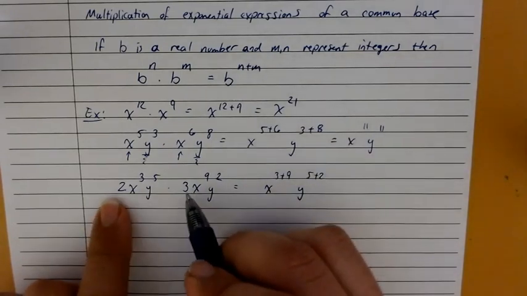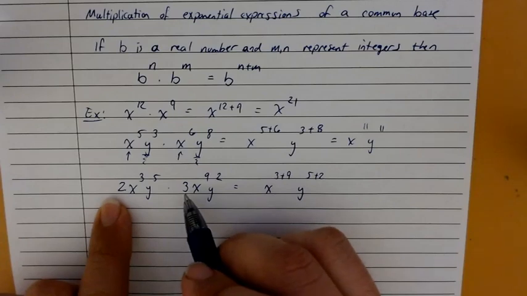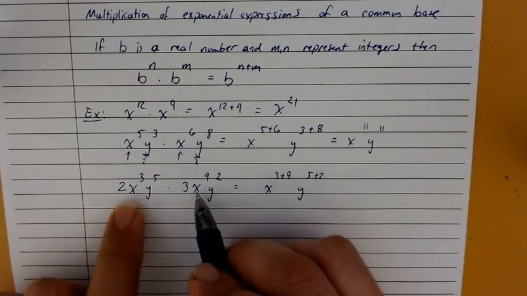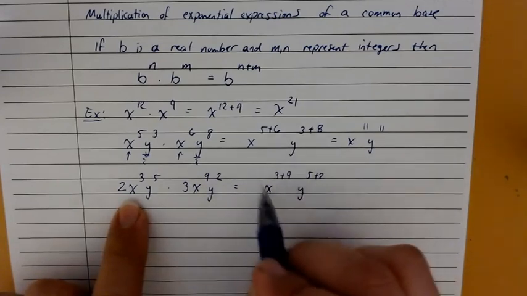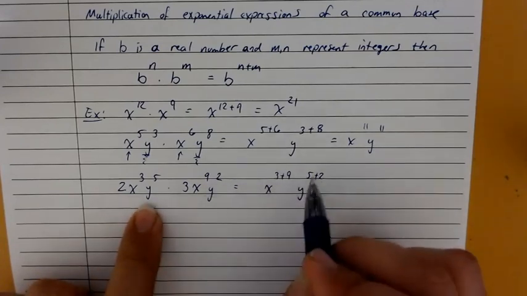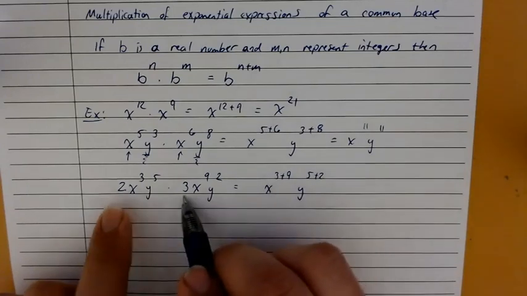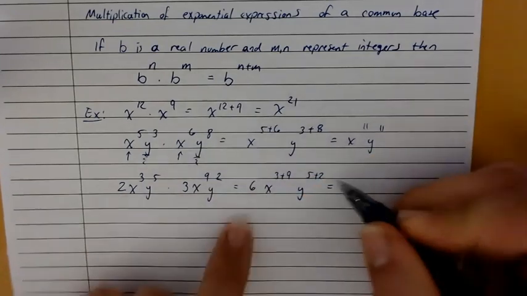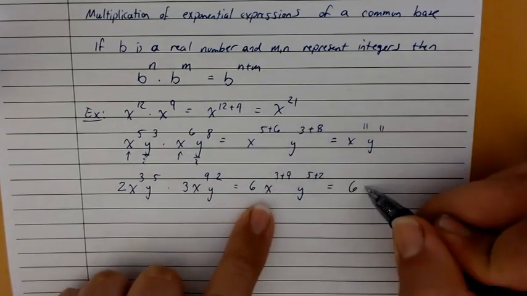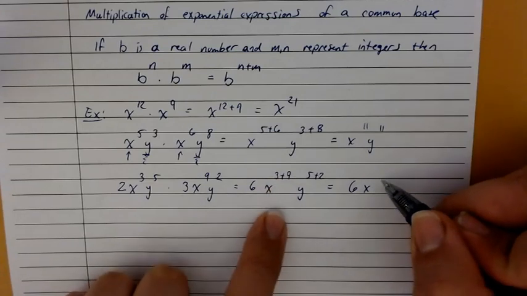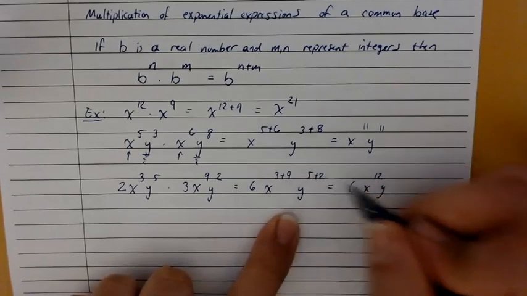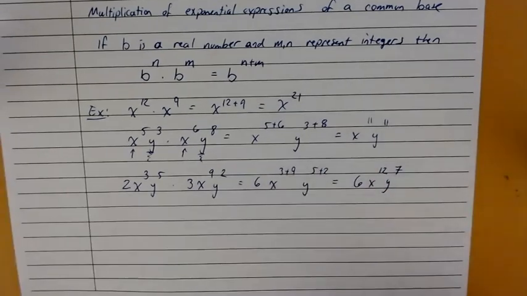But now you say, well, what do I do with those? Well, the same thing we always do. We multiply. After all, this is a multiplication problem. So this is the way we multiply things with a common base. But these are just regular numbers. You just multiply those the traditional way. 2 times 3 is 6. And so we get 6 times x to the power 9 plus 3, that goes 12. And then y to the power 5 plus 2, well, that gives us 7. Just like that.